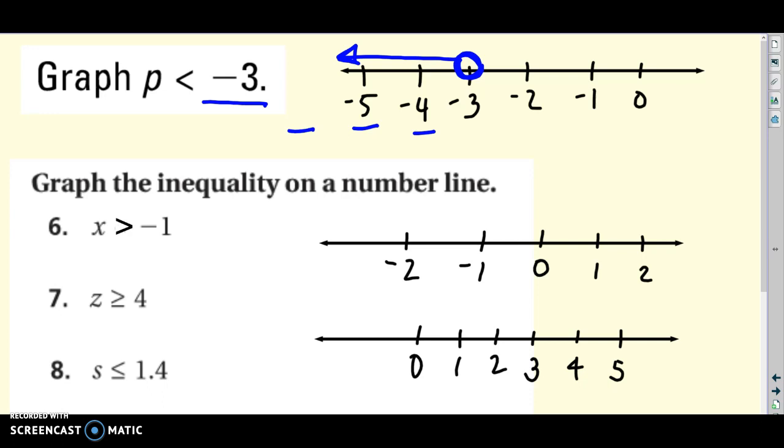The next one, I think you have to fix this one on your paper. Make sure this is the symbol that you see on yours. X is greater than -1. So this would work, this would work, this would work, but not actually -1 itself. So open circle and anything this way.